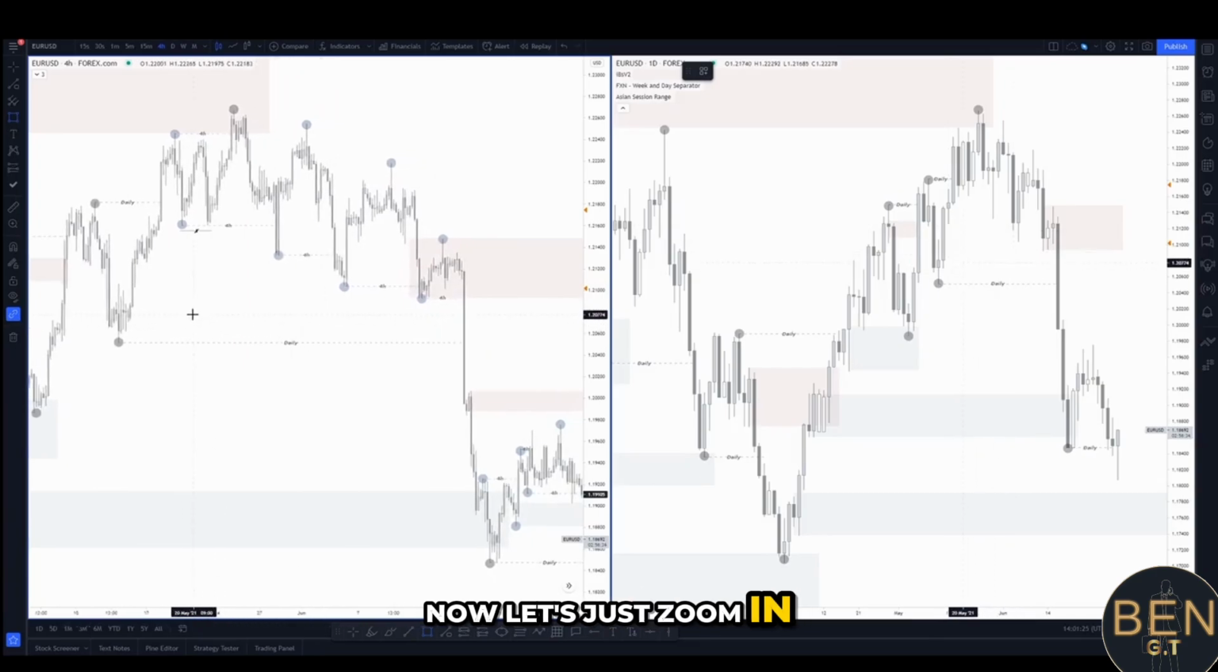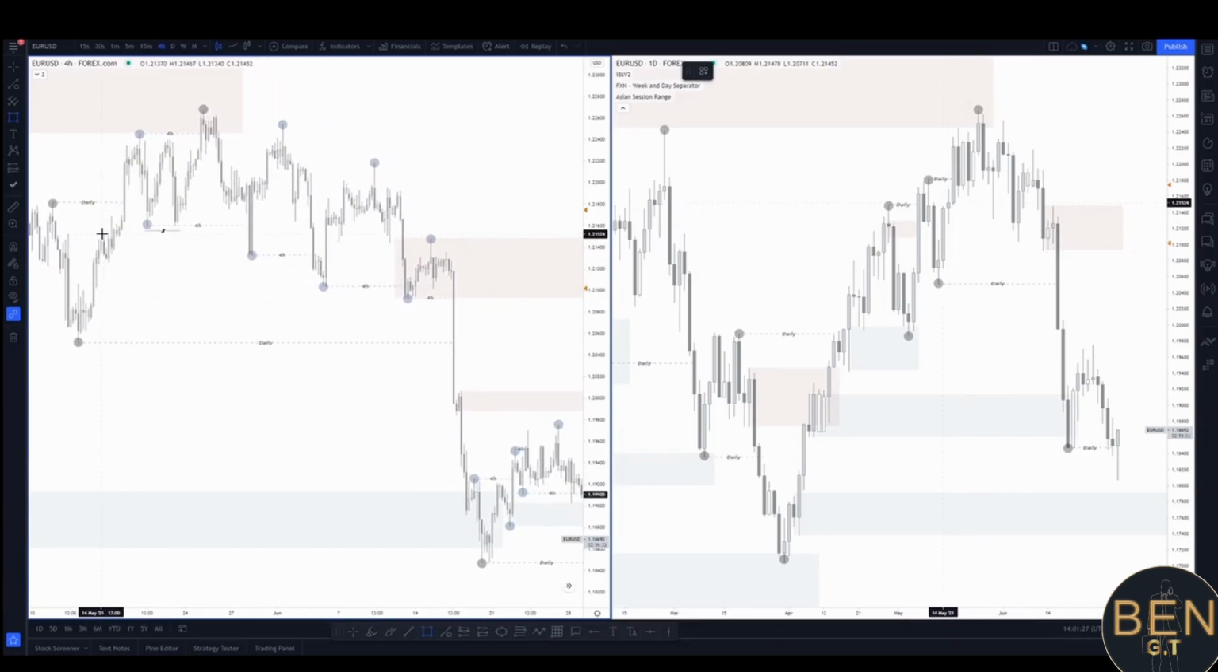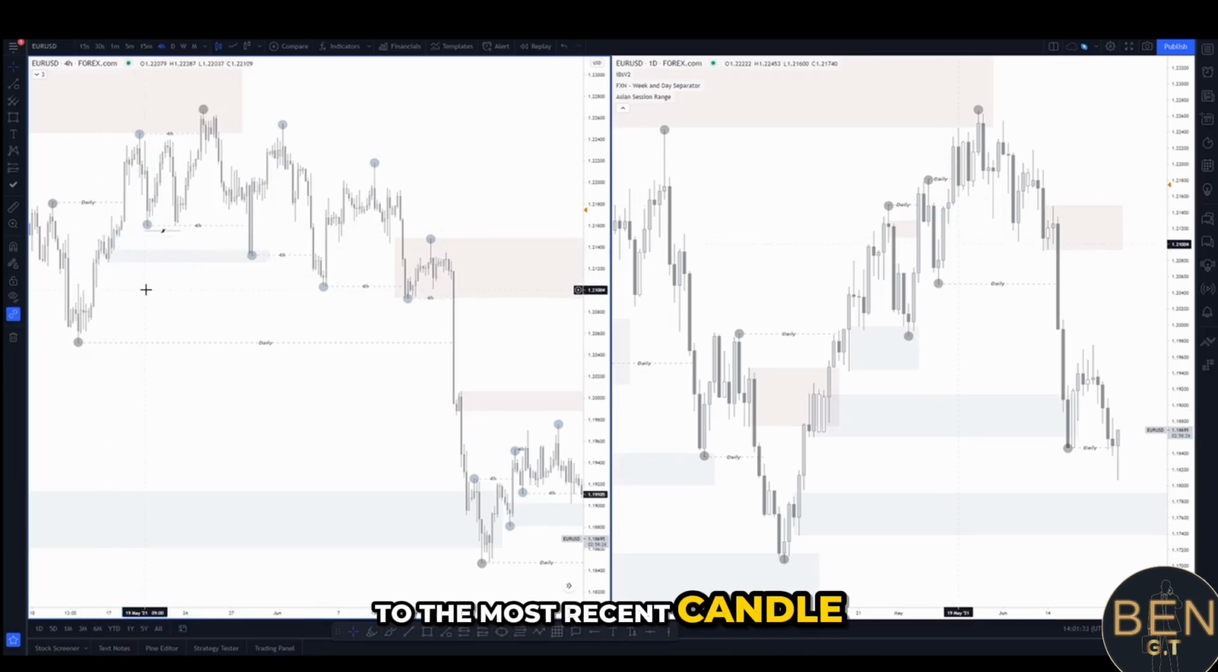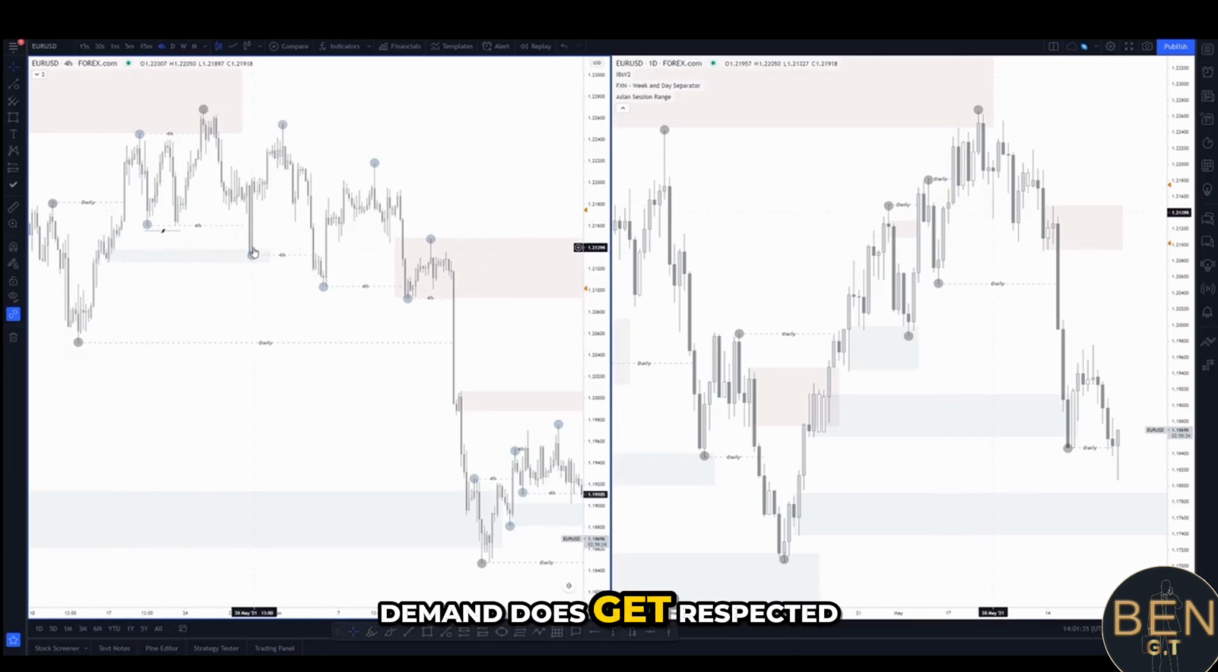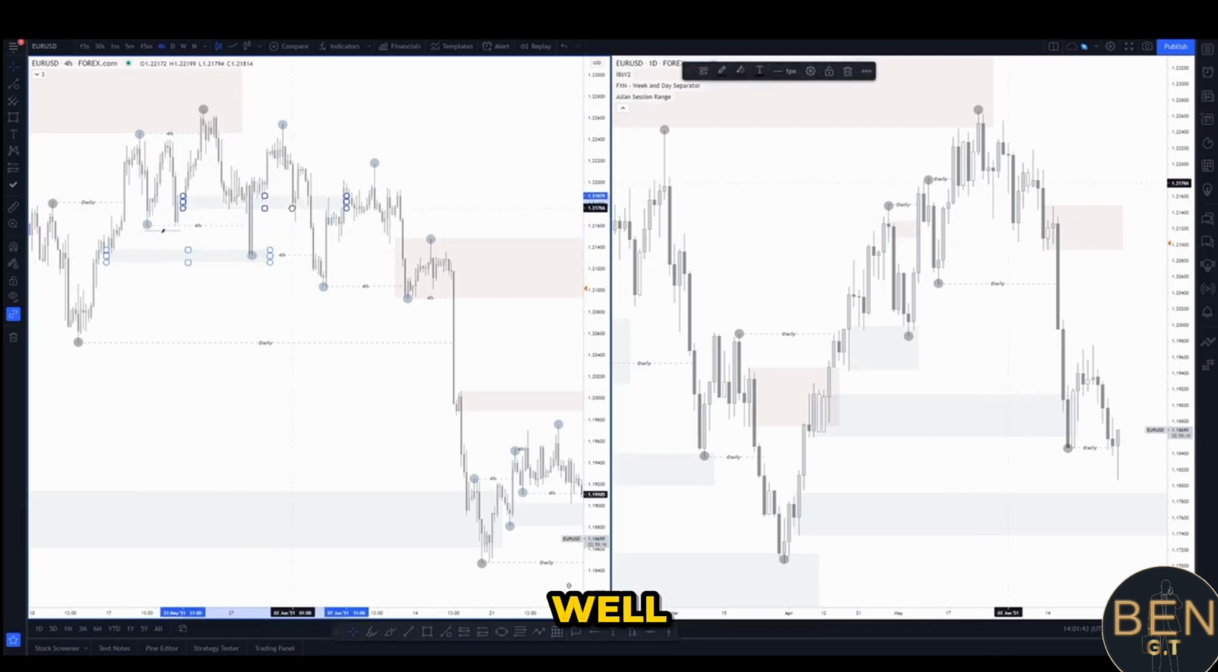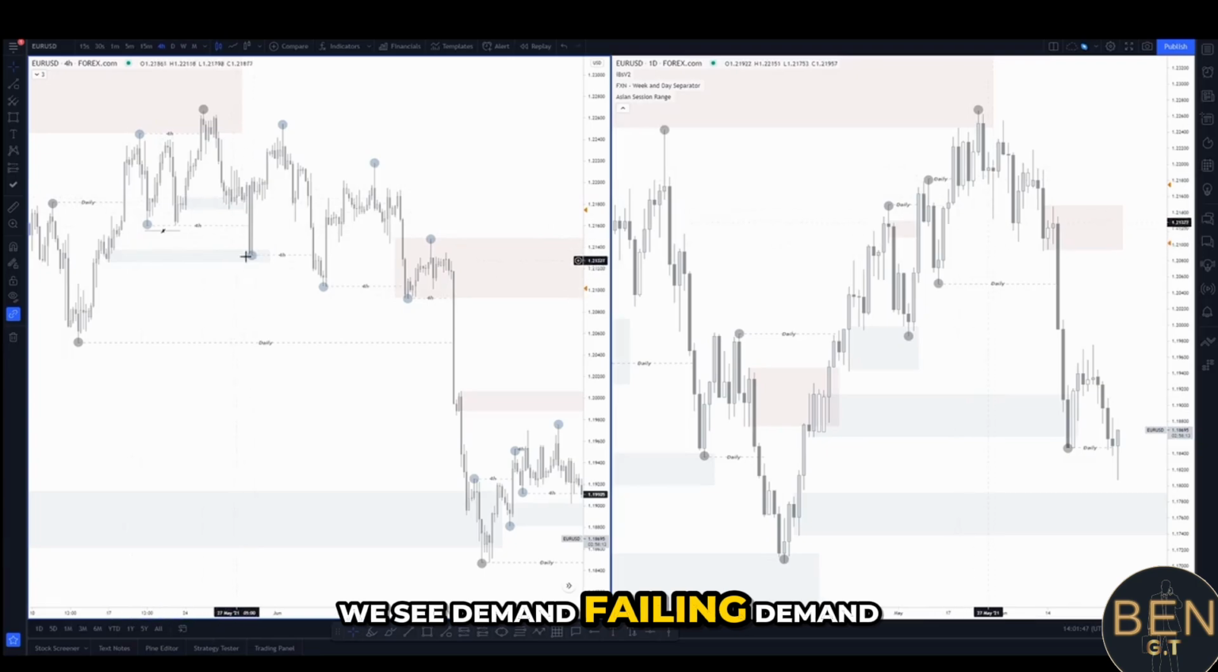Now let's zoom in so we can see it a little bit better. We can use the entire pivot if we'd like, or we can refine it to the most recent candle. We can see demand does get respected. So right now we're seeing a series of supply getting respected, demand failing. We can draw on that demand zone as well, just for reference. We can see demand failing, demand being respected.